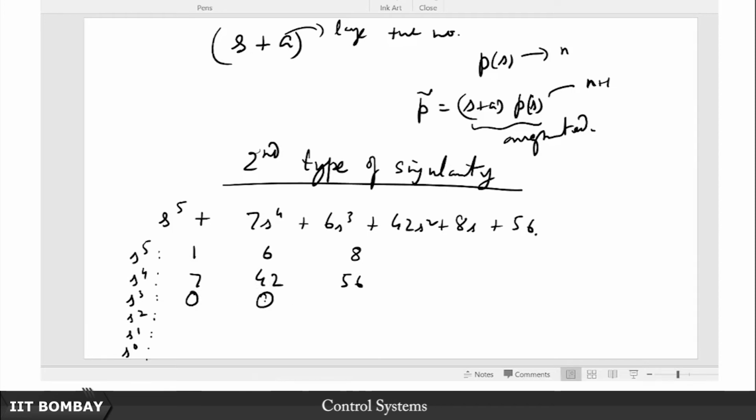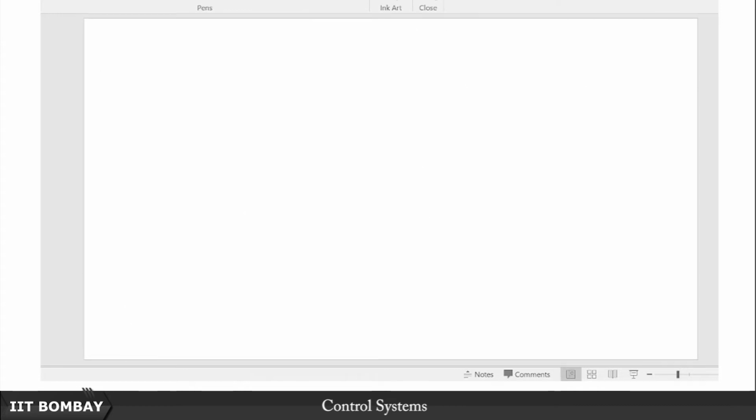So this calls for some drastic measures, some other way of possibly tackling this, and also of interpreting what this basically means. In order to interpret what this means, let us go back to our original polynomial. We have P(s) equal to s to the 5 plus 7s to the 4 plus 6s cubed plus 42s squared plus 8s plus 56.